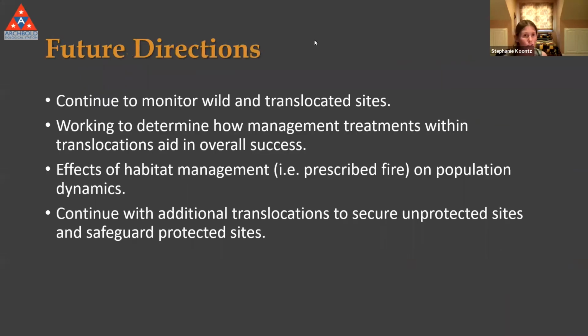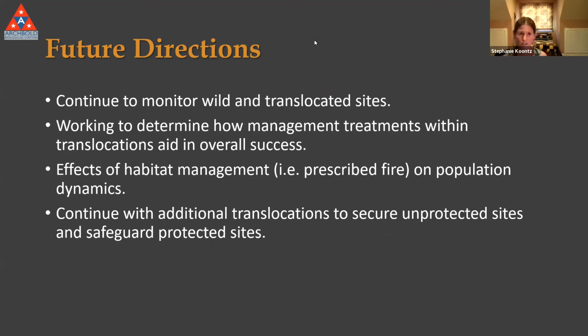So in conclusion, for our future directions, we are going to continue to monitor both wild and translocated sites. We want to see how population dynamics continue to progress, especially in our translocated sites compared to our wild populations. We're working to determine how management treatments, even within our translocations, aided in our success. We did a lot of selection of gaps and appropriate habitat, and we think that has a lot to do with our overall observed success, but how do we manage the land to keep these gaps suitable for our translocations?